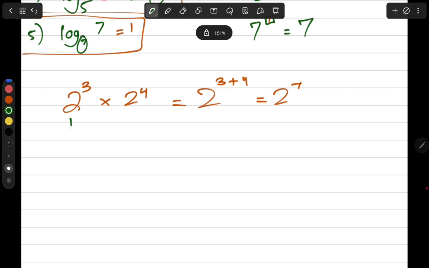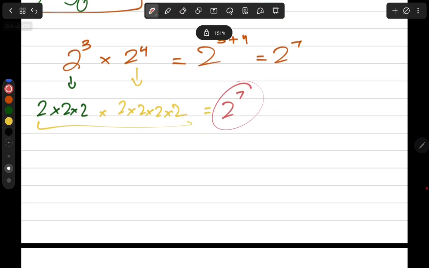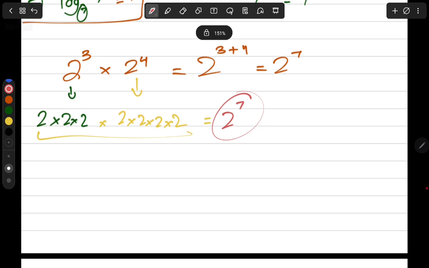Or if I just explicitly rewrite them, 2 is getting multiplied to itself 3 times, and here 2 is getting multiplied to itself 4 times. So in total, 2 is multiplied by itself 7 times, right? So that's why this rule for indices exists. Everyone knows this: same base, you add powers when the terms are getting multiplied, right?